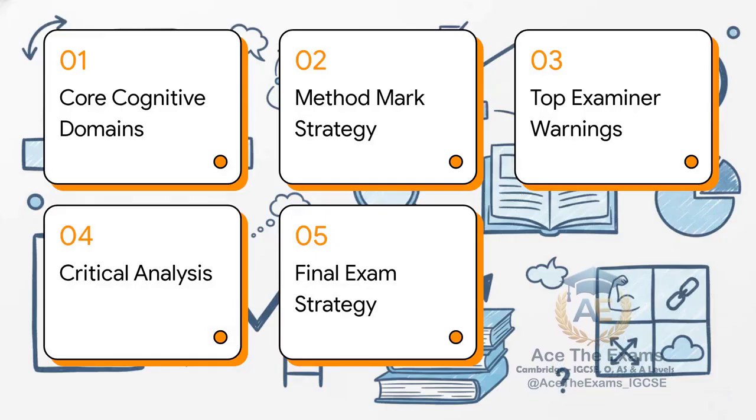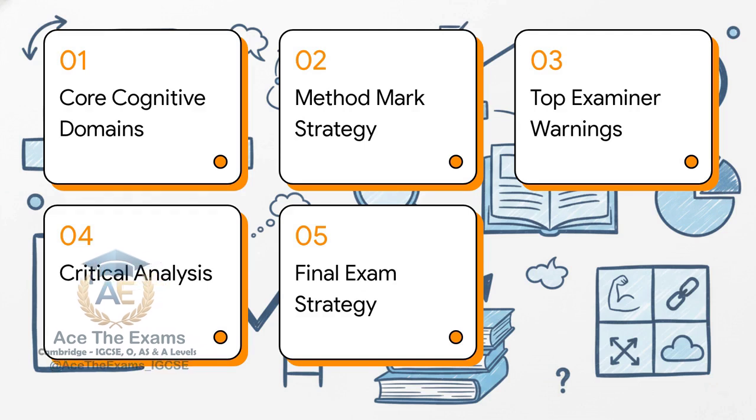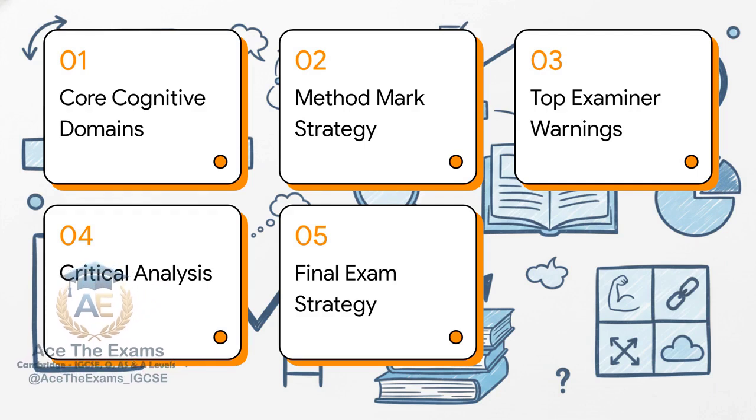Here is today's radar grid initialization. We've got 5 vectors to clear. 1. Core cognitive domains. 2. The method mark strategy. 3. Top examiner warnings. 4. Critical analysis. And 5. Our final exam strategy.